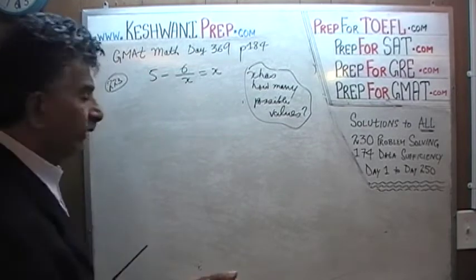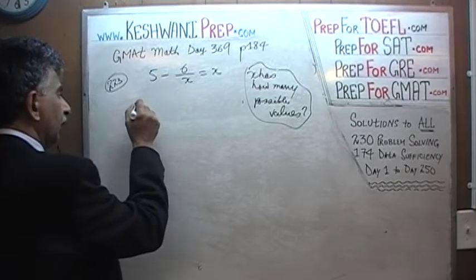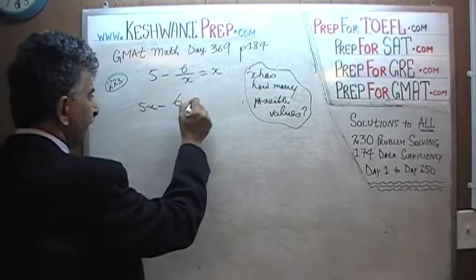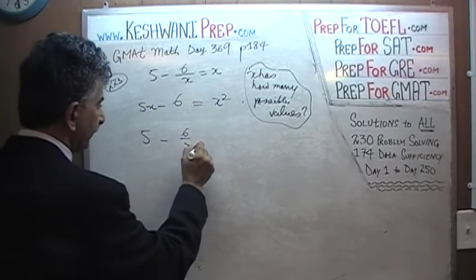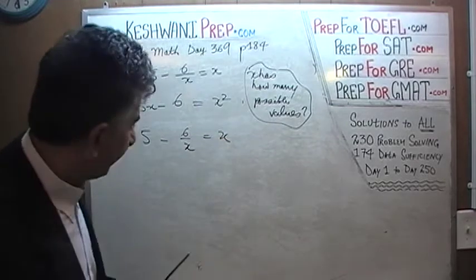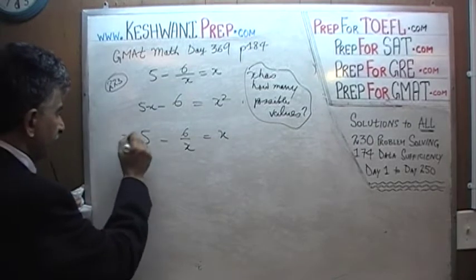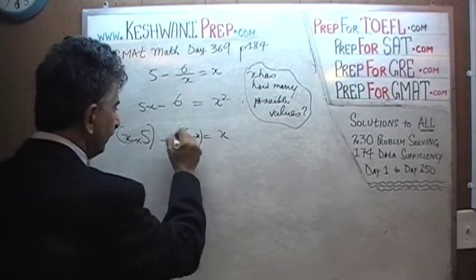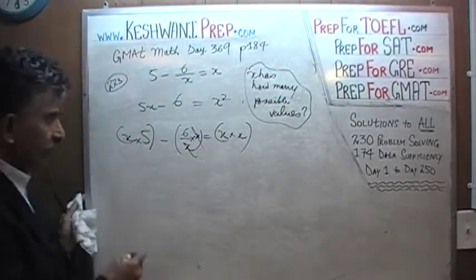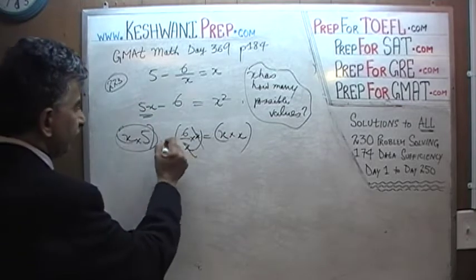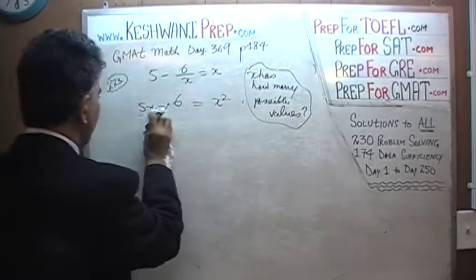The very first thing we're going to do is multiply the entire equation by x. If we multiply the entire equation by x, we get 5x, and here we'll end up with 6, and here we'll end up with x squared. This is what we have, 5 minus 6 over x equals x, and we multiplied every single term by x. Then this x drops out, and we end up with 5x minus 6, and then x squared. I know I didn't have to do this part, I don't know why I did it.